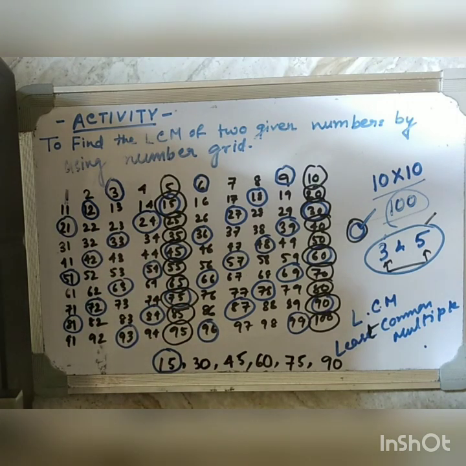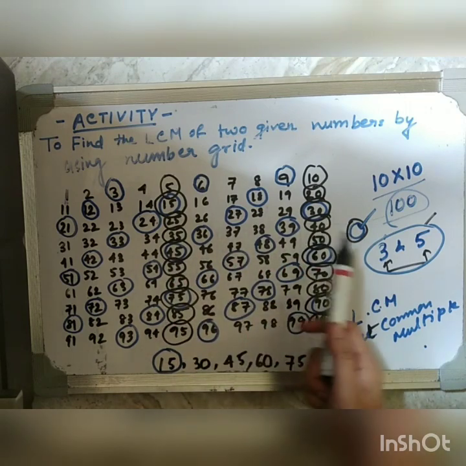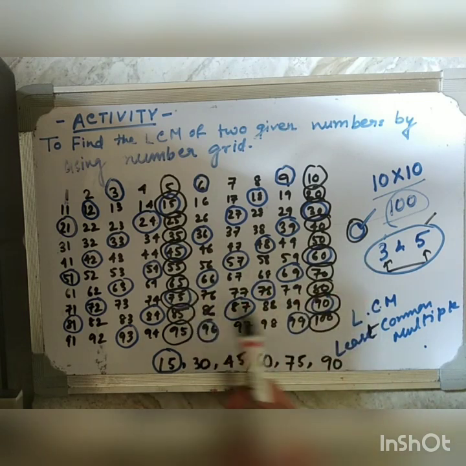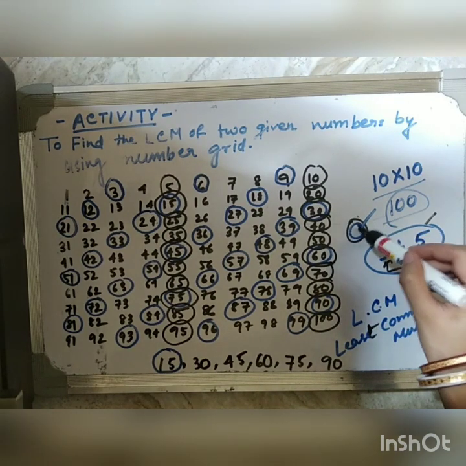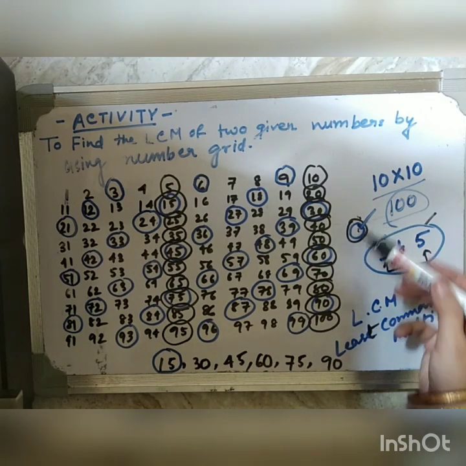Now what we have to do? We have to start encircling the multiples of 5. Now how to do that? We have used different colors for encircling the multiples of 5. Now first multiple 5, then 10, 15, 20, 25, 30, 35, 40, 45, 50, 55, 60, 65, 70, 75, 80, 85, 90, 95, 100. Now in case of common multiples, we will get two different colored circles together, blue and black circles together.